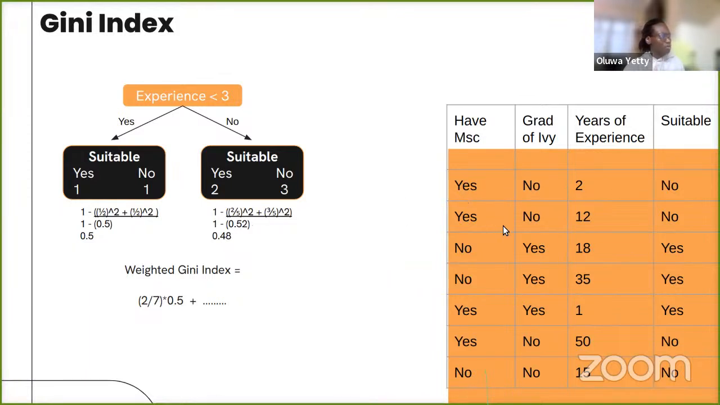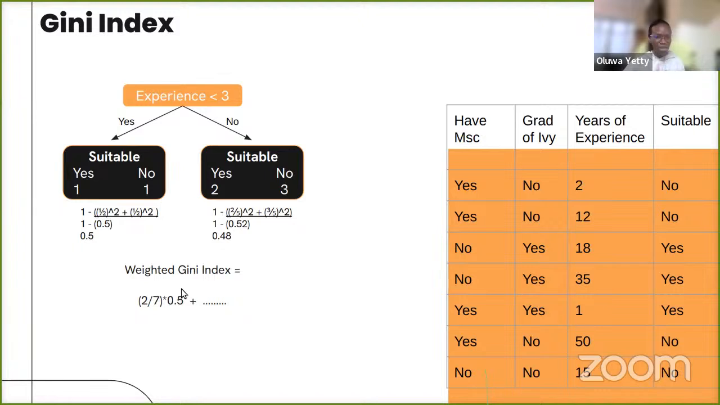So we have 1, 2, 3, 4, 5, 6, 7. And in fact, by the time you add your leaf nodes, these values should give you 7. So 3 plus 2, 5, 6, 7. So we start with the yes branch and we say how many suitability? 2 over the number of the samples of our data, times that probability that falls under the branch. So that's what we've done here.